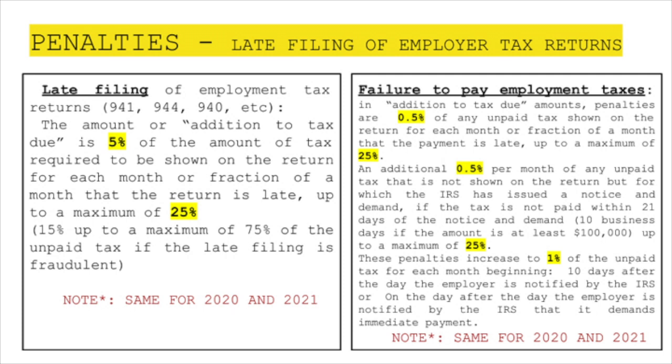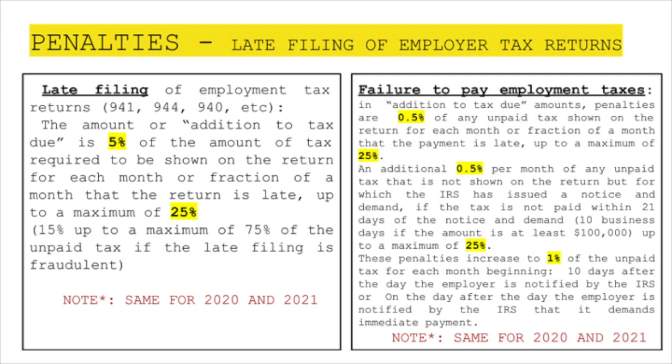Failure to pay the employment taxes. In addition to the tax due amounts, penalties are 0.5% of any unpaid tax shown on the return for each month or fraction of the month that the payment is late, up to a maximum of 25%. And then an additional 0.5% per month of any unpaid tax that is not shown on the return but for which the IRS has issued a notice.